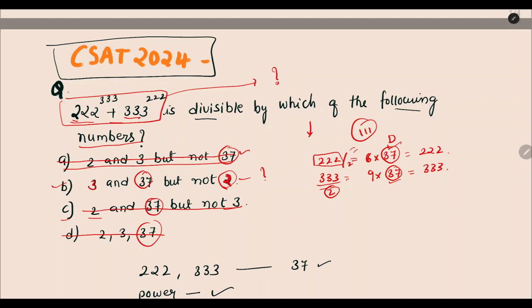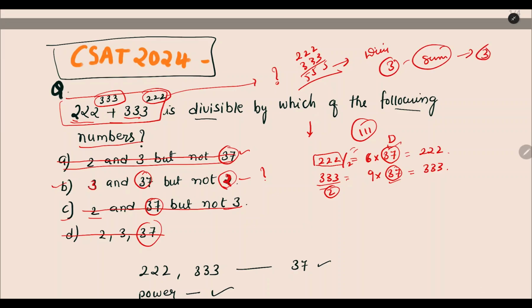So instead of giving a direct question, like if you forgot these powers, and if you add these, 222 plus 333 is equal to 555. So 555, you know the divisibility rule of 3, right? It is like the sum of the digits must be divisible by 3. So the sum of the digits is 5 plus 5 plus 5, 15. That is 1 plus 5 is equal to 6. So 6 is divisible by 3, right?